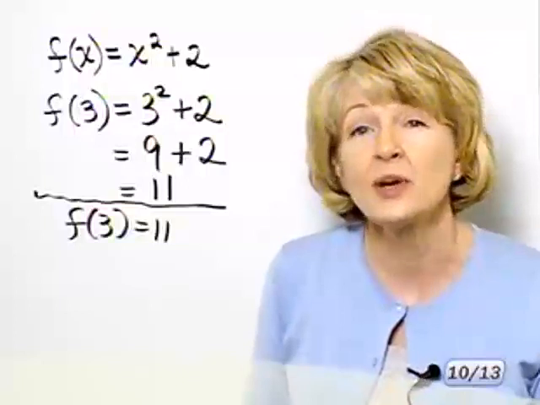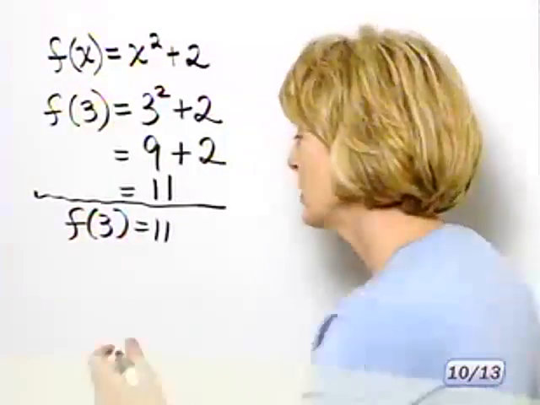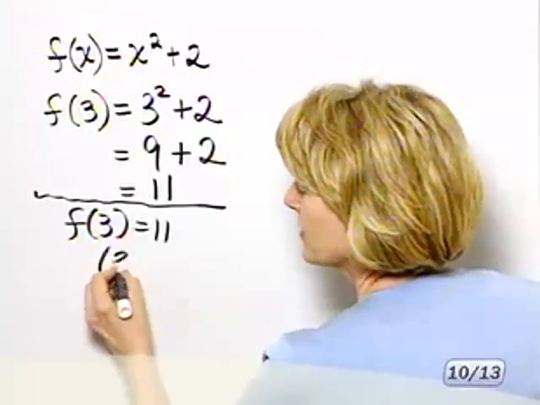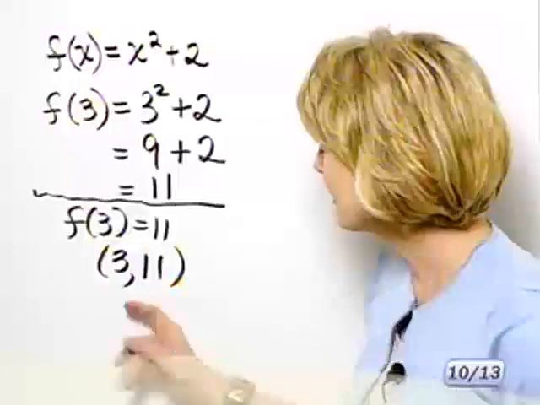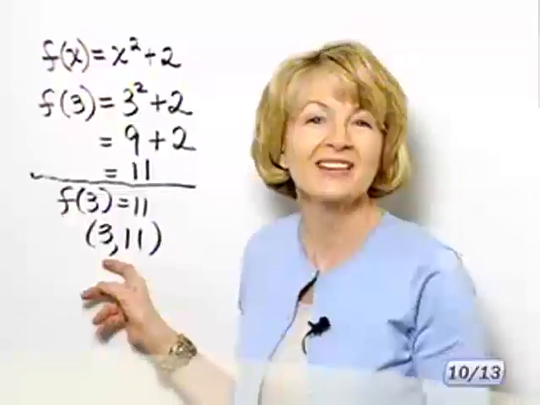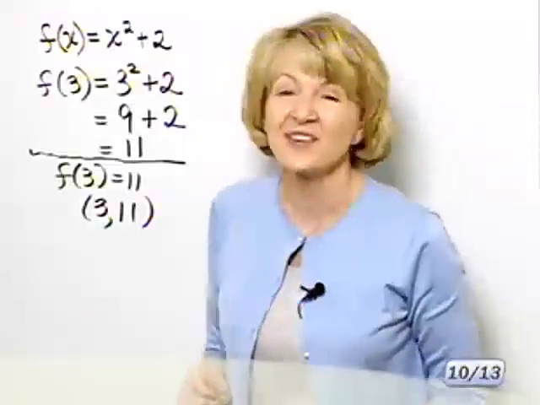Let's go ahead too and practice writing this as a corresponding ordered pair. How do we do so? When x is 3, f of 3 or y is 11. So here is a corresponding ordered pair. But there's a little bit about function notation.